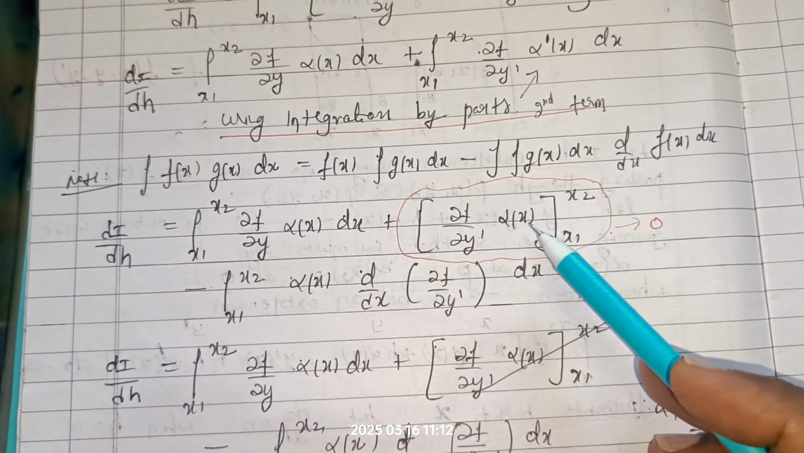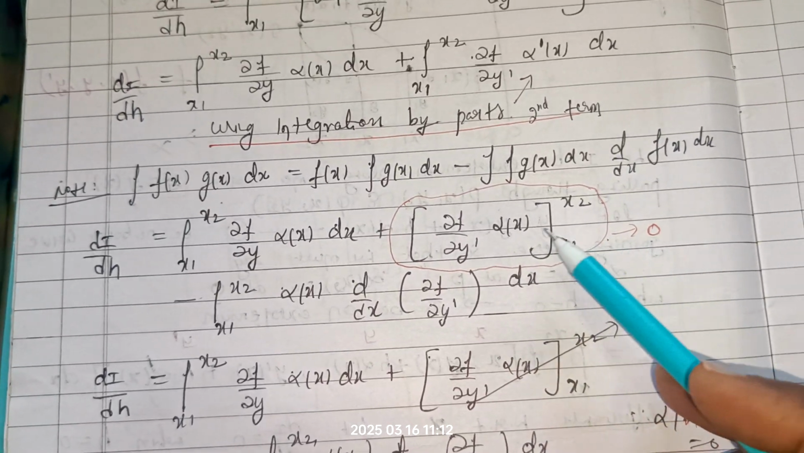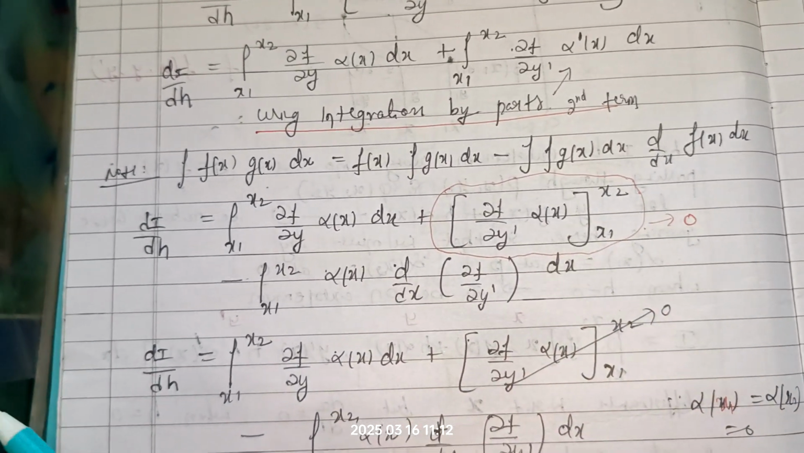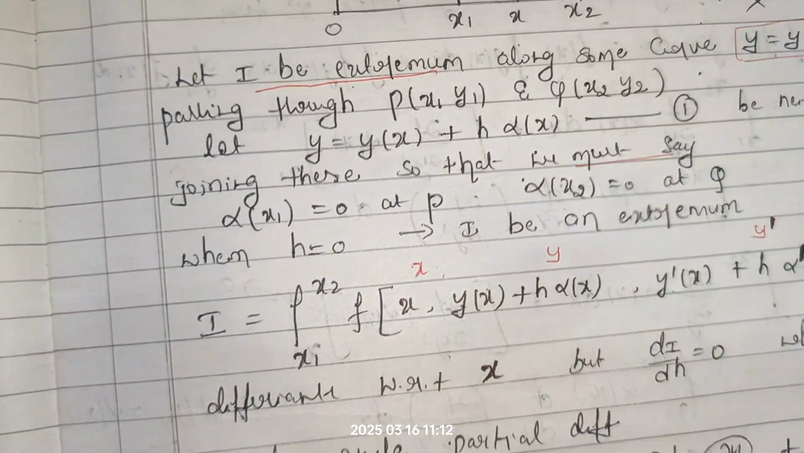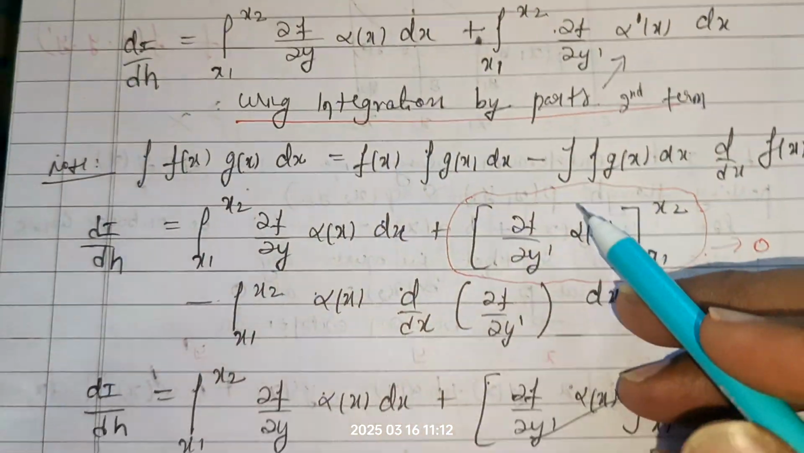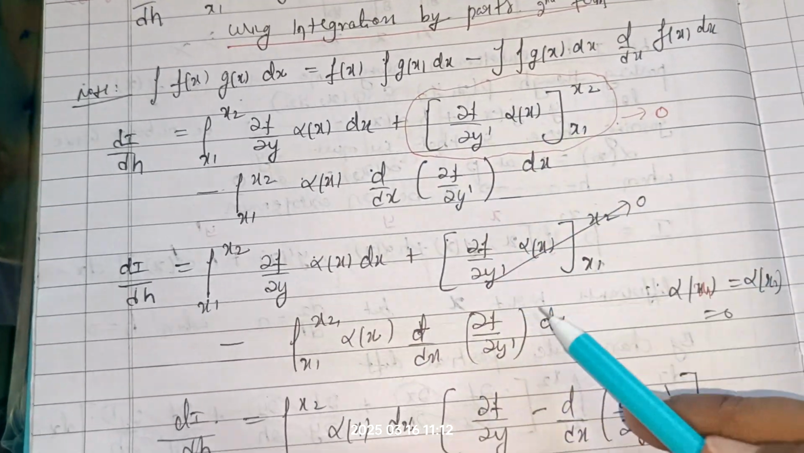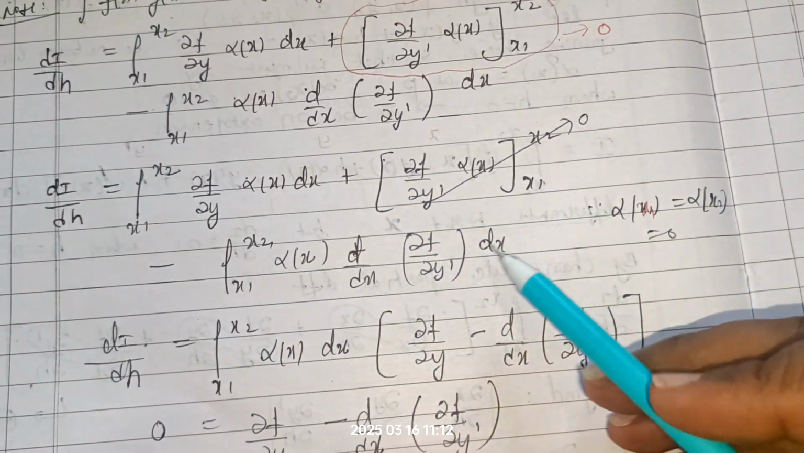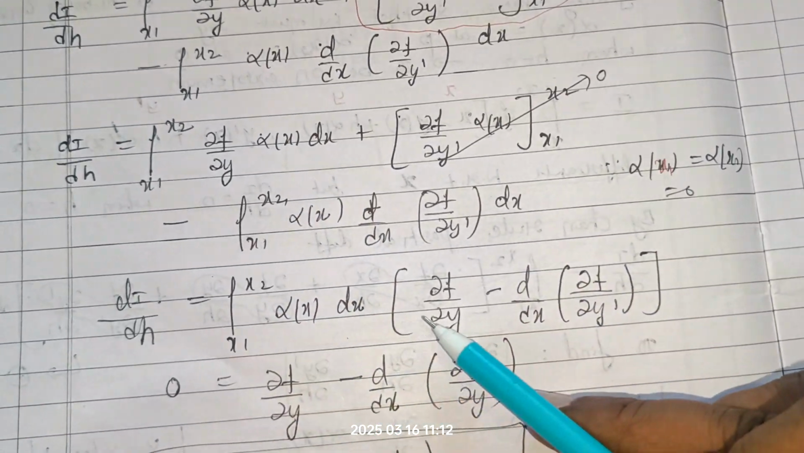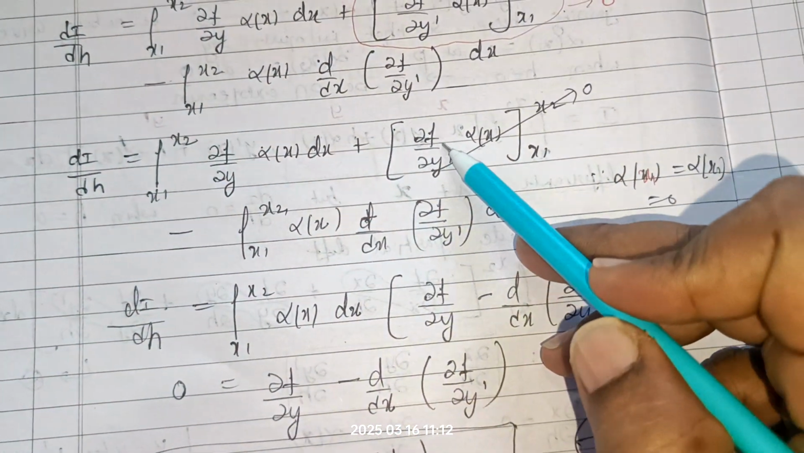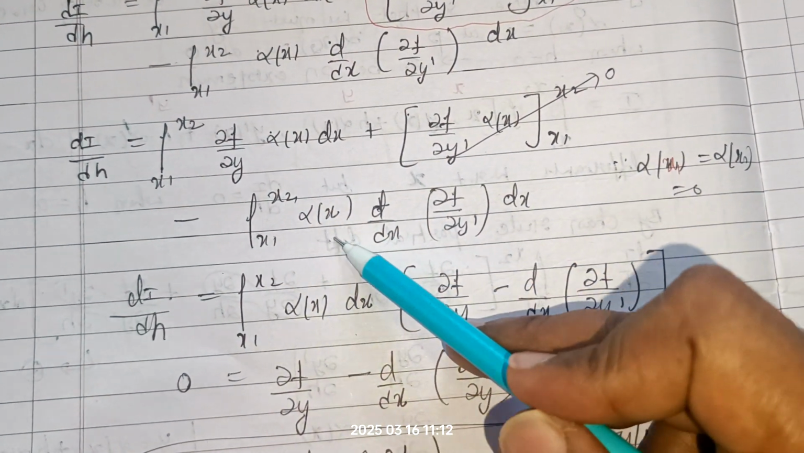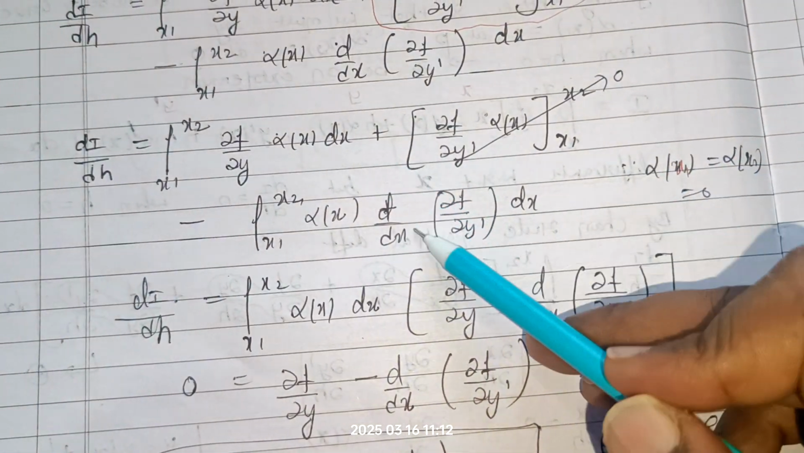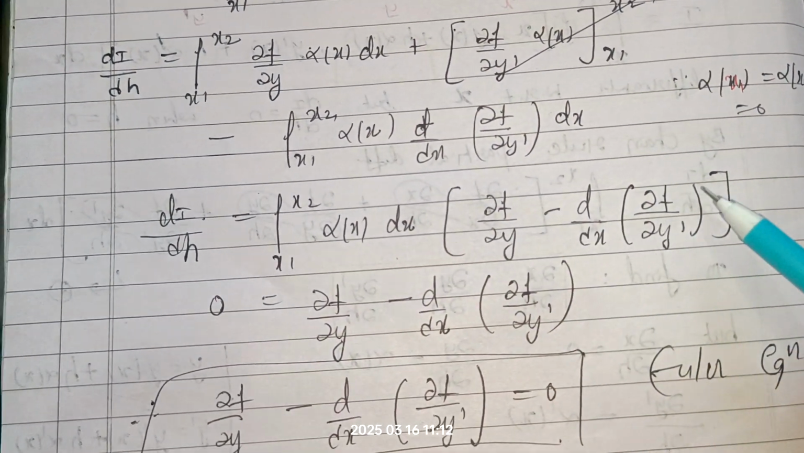Here you can observe the boundary term alpha(x2) minus alpha(x1). The values of alpha(x1) and alpha(x2) are both 0, so this term becomes 0. Then the equation modifies to this form. Here you can observe that the integral from x1 to x2 of alpha(x) dx is common, so I take it common, and you end up with this.